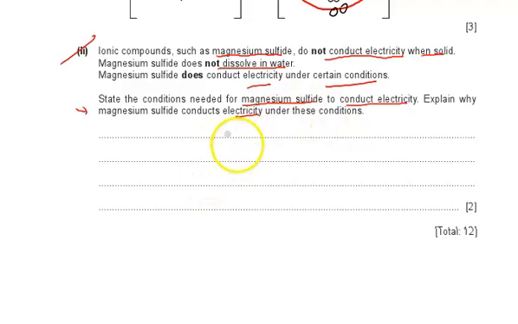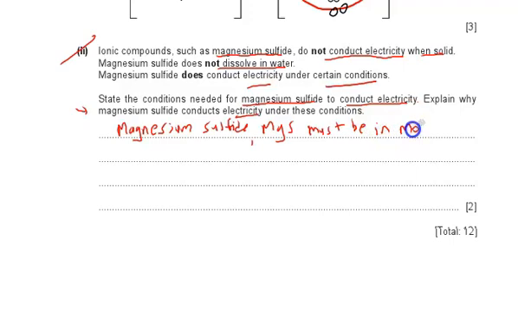Okay, the condition is that the magnesium sulfide, or we can just put MgS, must be in molten form. This is your only choice because magnesium sulfide does not dissolve in water, so it does not produce an aqueous solution. So it must be melted. Okay, must be in molten form.